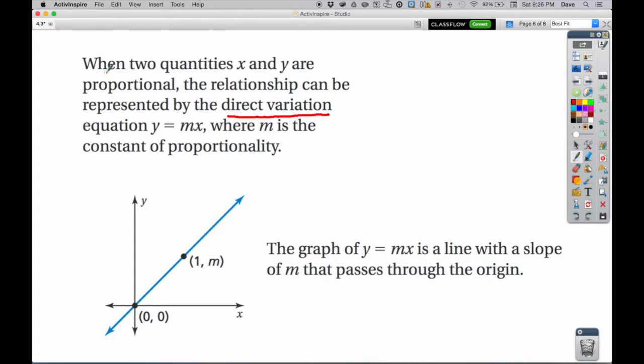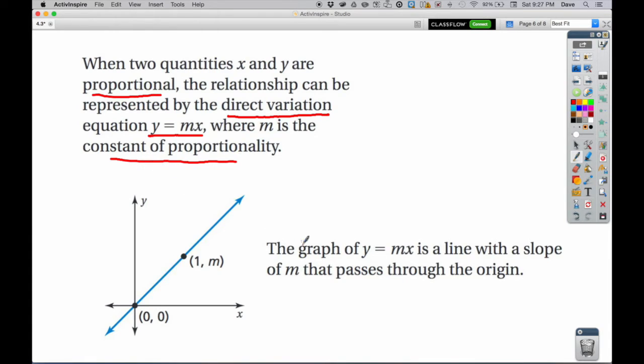All right, so our definition here says that when 2 quantities, whatever they happen to be, x and y, boys and girls, hours and money, whatever, when those are proportional, the relation can be represented by the direct variation equation y = mx, where m is what we call the constant of proportionality. This equation is the direct variation equation. And you can see what we mean by a direct connection: if I plug in x, all I have to do is multiply it by this constant of proportionality, and it directly takes me to y. It's a very simplistic equation. There's a very direct connection between x and how I get y.